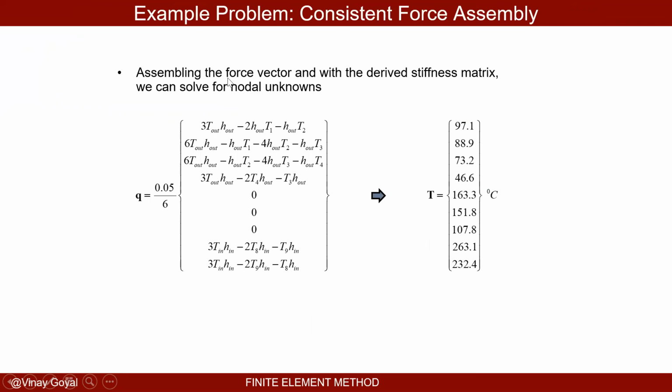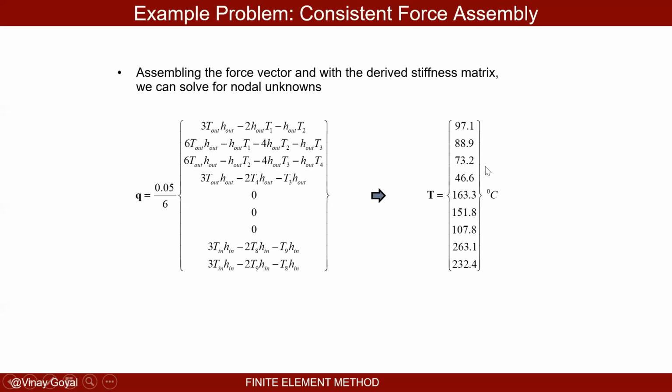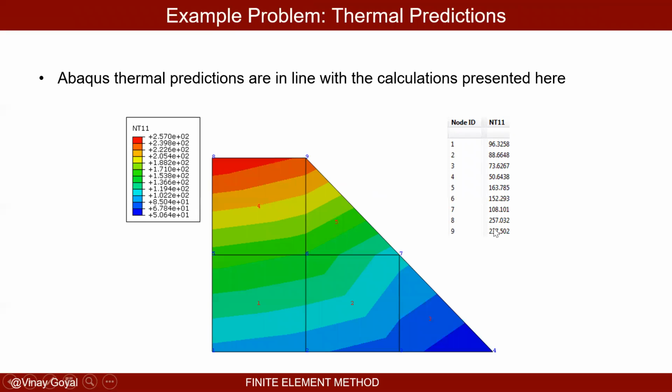So this is what I get. Assembling the force vector, I have this whole thing. Now H out, T out, all this stuff is known. This T1, T2, these are the ones that are not known. I can now solve for the temperatures, and when I do, I get this. We can do this in Mathematica, and this is what I did by hand. You can see this compares really well to this.